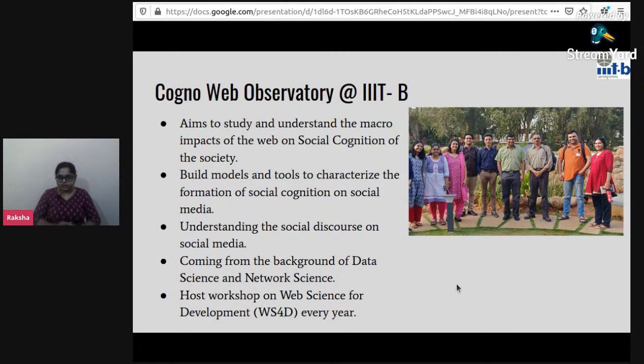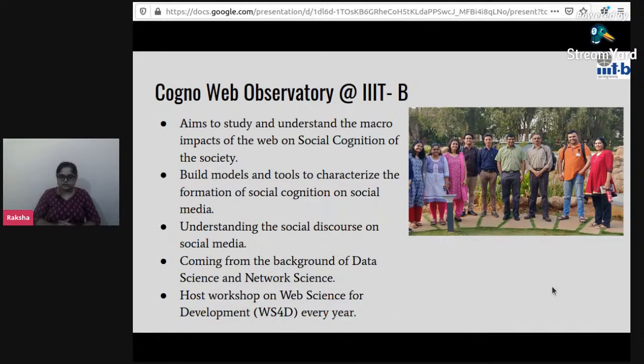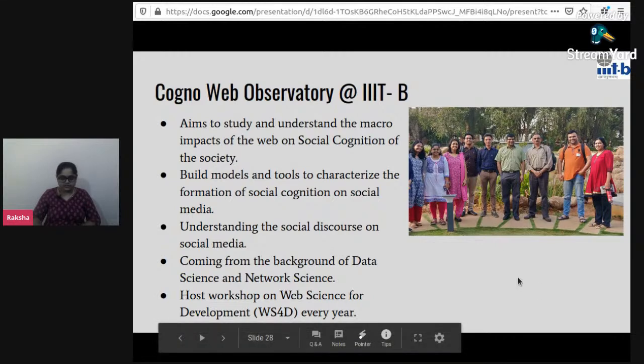And we are coming from a background of data science and network science. As I said, web science is an interdisciplinary area. There can be researchers from multiple domains, and we also host what we call web science for development every year. This year as well, in February we typically have a web science for development workshop, and all of you are welcome to attend that. And here is a picture of some of the research lab members of our team. So that is a glimpse of what web science is.